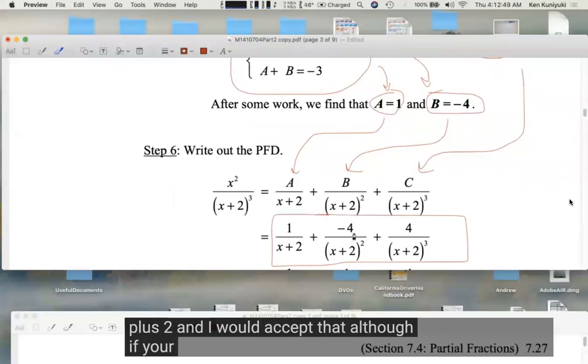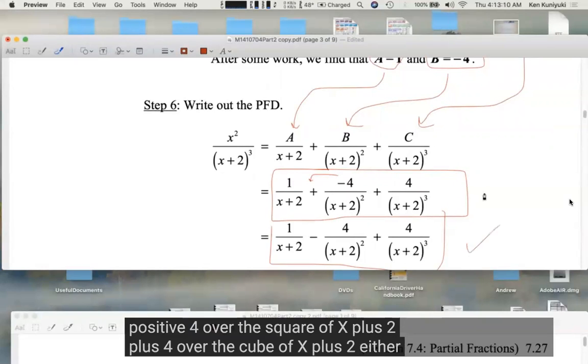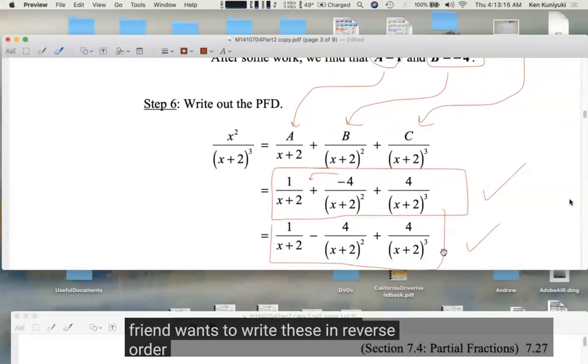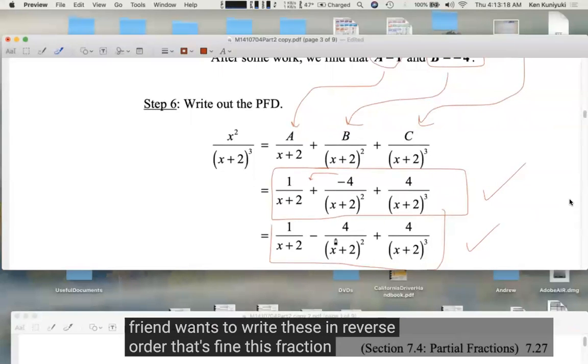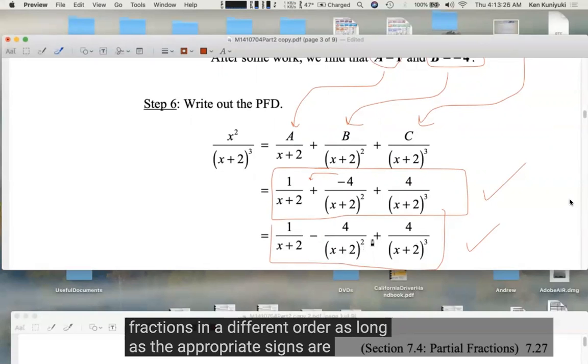Although, if your number up here is negative, it is conventional to factor or pop out a -1 factor. So we would normally write this as 1 over x plus 2 minus 4 over the square of x plus 2 plus 4 over the cube of x plus 2. Either is fine, as far as I'm concerned. If your friend wants to write these in reverse order, that's fine. This fraction minus this fraction plus this fraction, that's perfectly okay. You can rewrite these fractions in a different order as long as the appropriate signs are attached to the fractions.